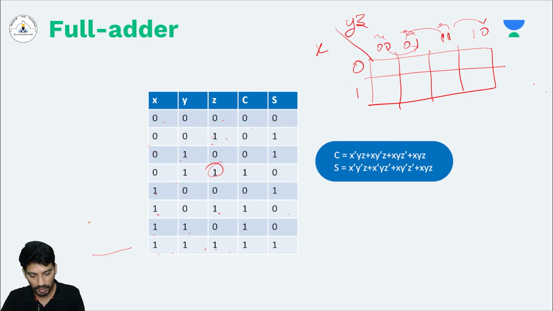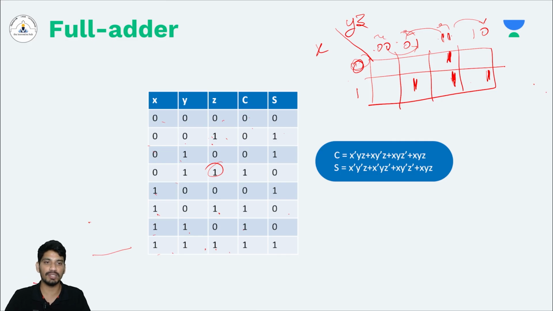So when x, y, z are 0, 0, 0, then the output is 0. We don't need to draw zeros, we'll only see where the 1s lie. When x, y, z is 0, 1, 1, here C is 1, and for 1, 0, 1, here also C is 1. For 1, 1, 0, here also C is 1, and for 1, 1, 1, here also C is 1.